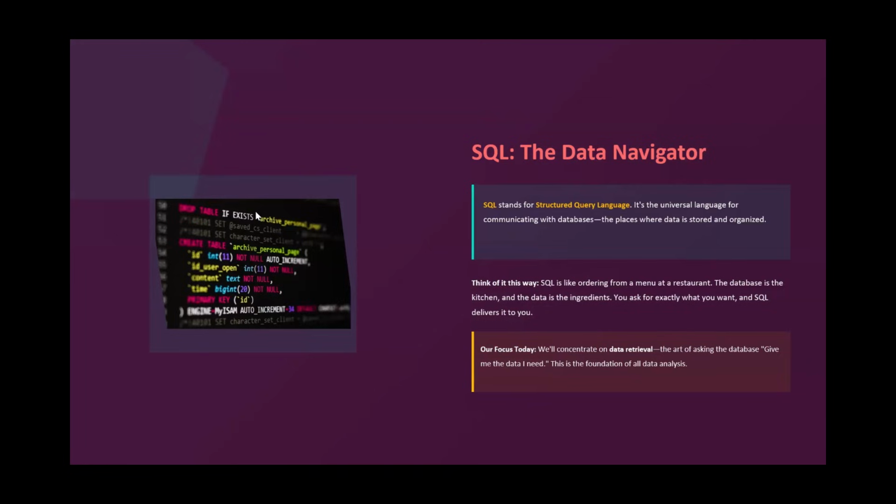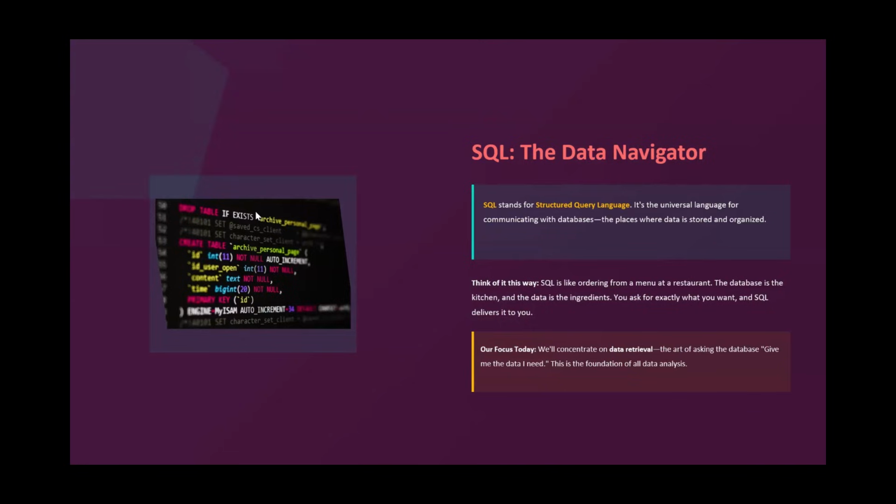And I believe Komolafe also explained what a database is. A database is like an organized warehouse, a warehouse where you have a lot of information. It is not unorganized. So a database is organized.